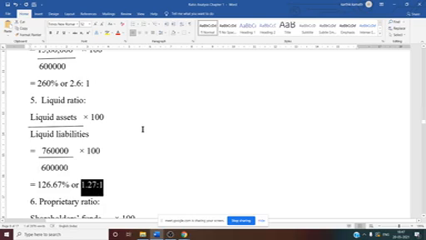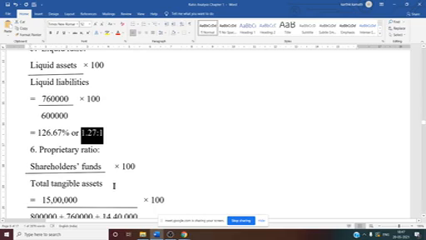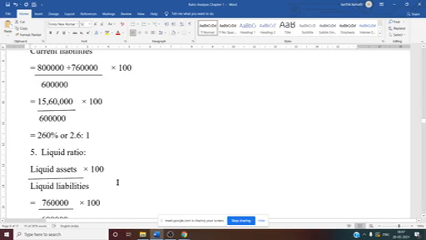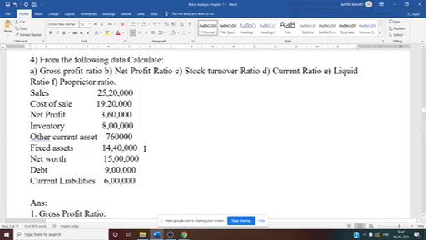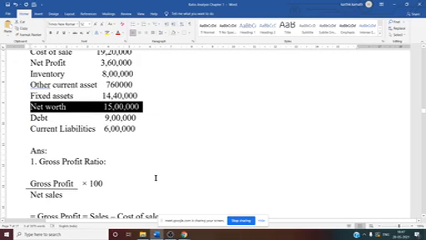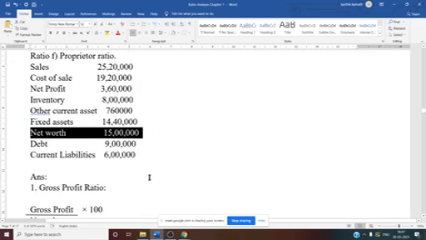Now the last thing you need to calculate here is the proprietary ratio. The sixth one is the proprietary ratio. The formula for proprietary ratio is shareholders' fund divided by total tangible assets into 100. So for shareholders' fund, is the information given in the question? If you see, shareholders' fund information is not given in the question, but net worth information is given. I have already told you net worth itself is shareholders' fund. So net worth is equal to shareholders' fund. In the numerator you write 15 lakh as shareholders' fund, divided by total tangible assets.